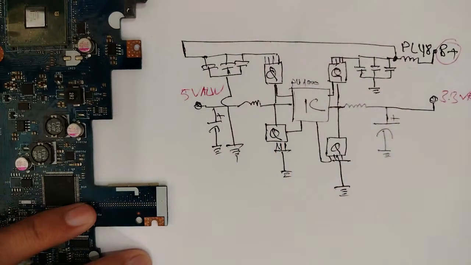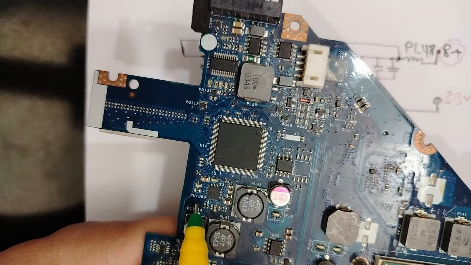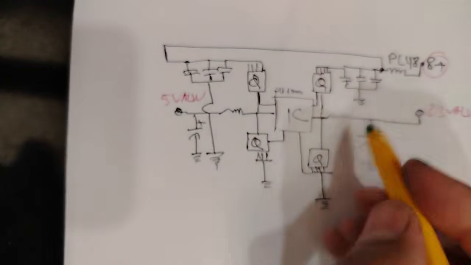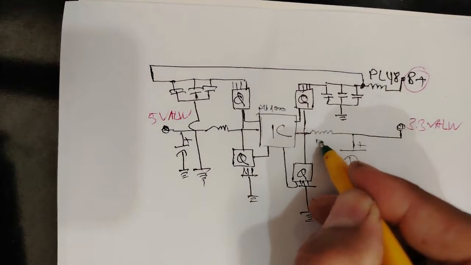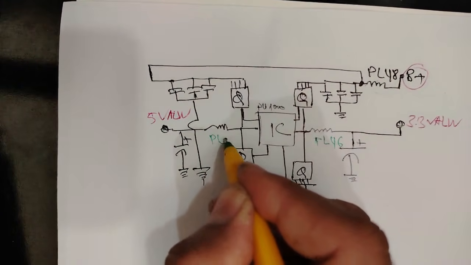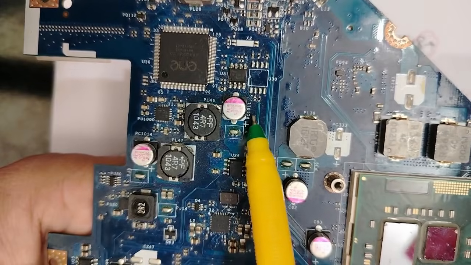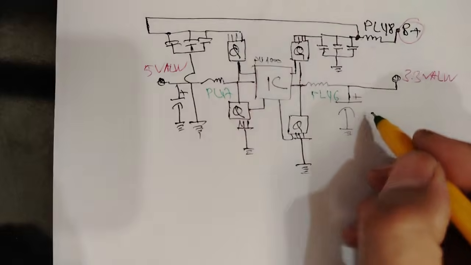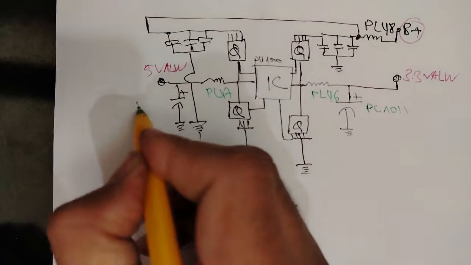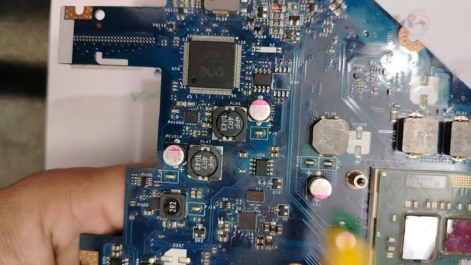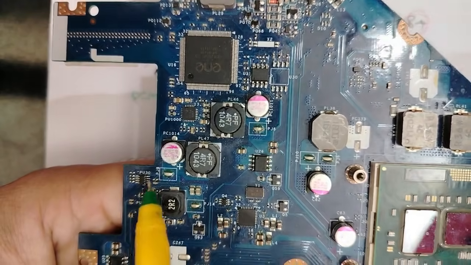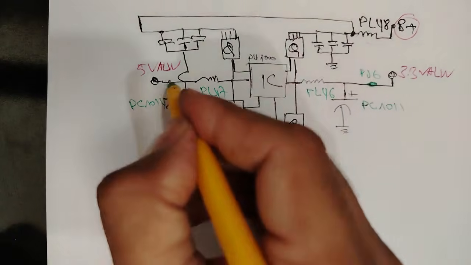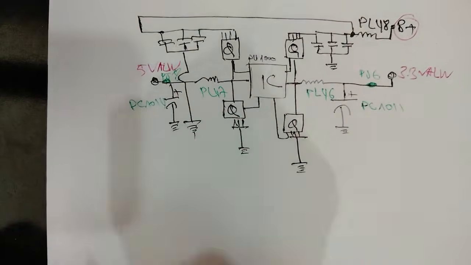Now let's name these components using the motherboard. The IC is PU1000. The inductor is PL46 for 3 volt and PL47 for 5 volt. The capacitor is PC111 for 3 volt and PC114 for 5 volt. The test point is PG6 for 3 volt and PG8 for 5 volt. Here we have PG6 and here we have the PG8 test point.